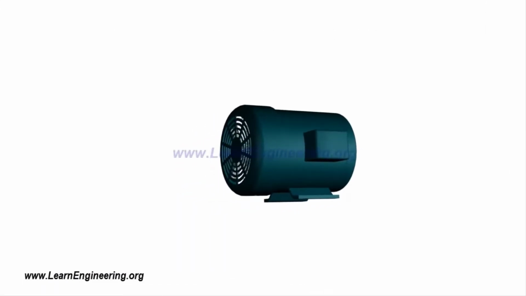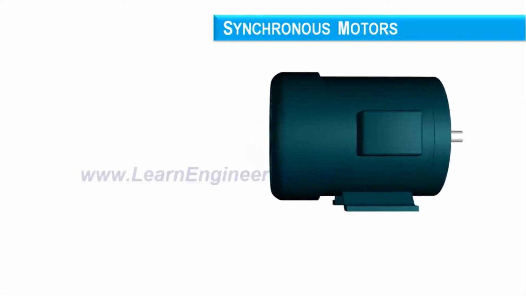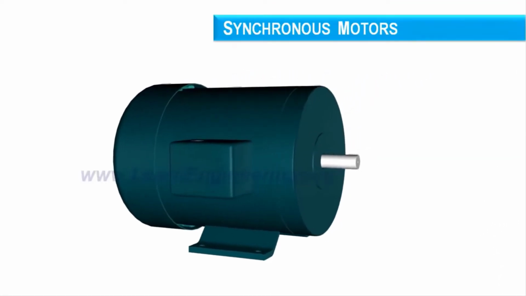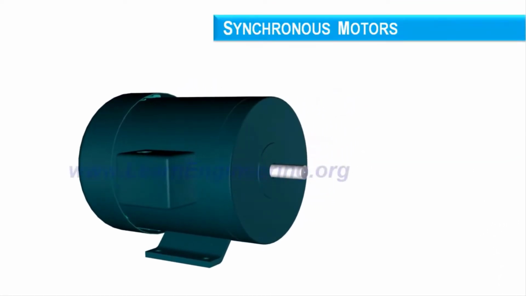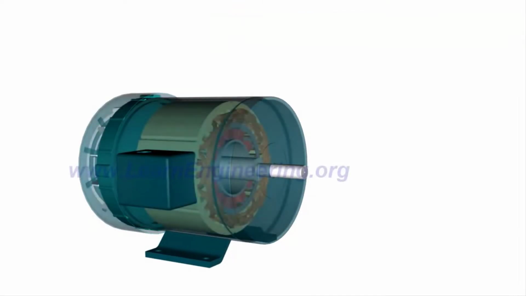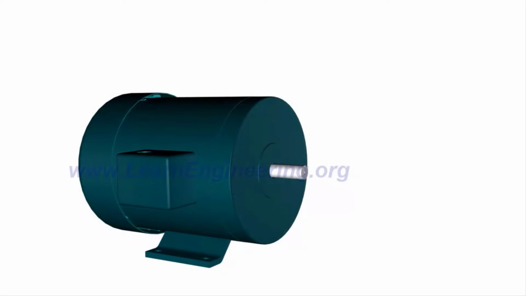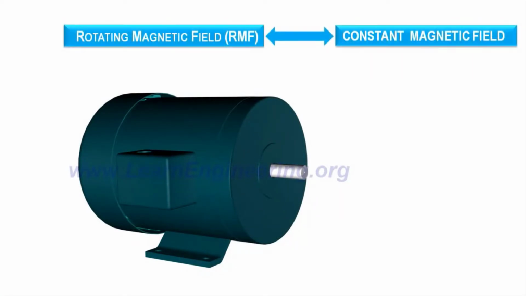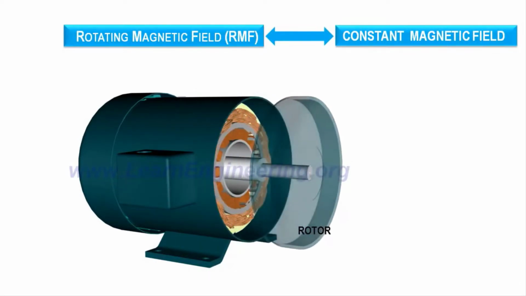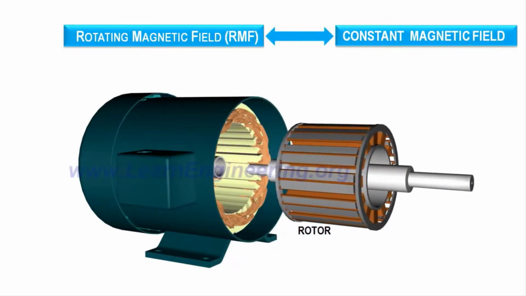As the name suggests, synchronous motors are capable of running at constant speed irrespective of the load acting on them. They are machines with high efficiency and are mainly used in high-precision applications. The constant speed characteristic is achieved by interaction between a constant and rotating magnetic field. Rotor of synchronous motor produces constant magnetic field, and stator produces revolving magnetic field.